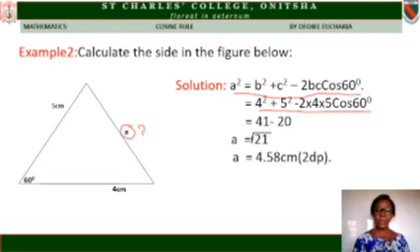4 squared plus 5 squared will give us 41. And 2 times 4 times 5 cos 60. If you get to that log table, you see that cos 60 is half. And so when we subtract 20 from 41, we have 21. And the square root of a will give us 4.58 cm to 2 decimal places.